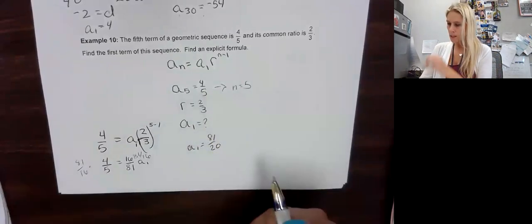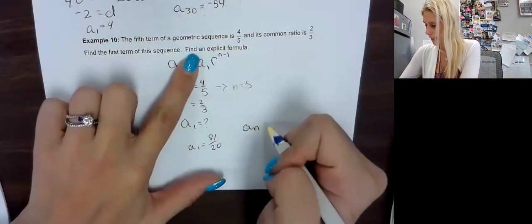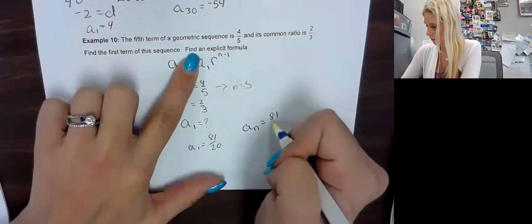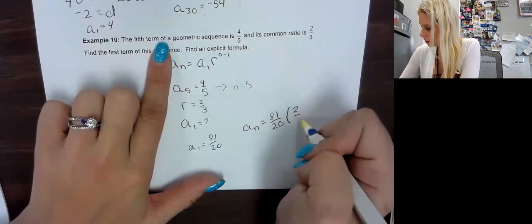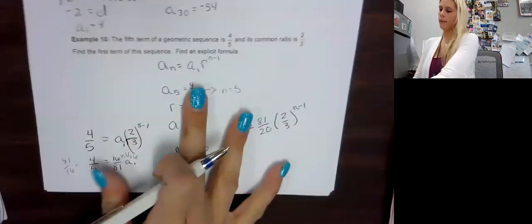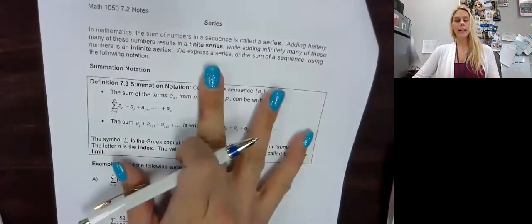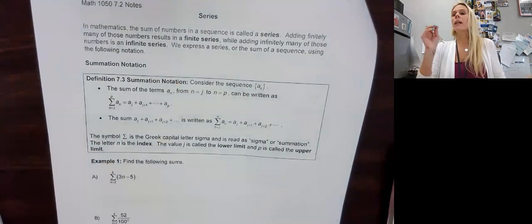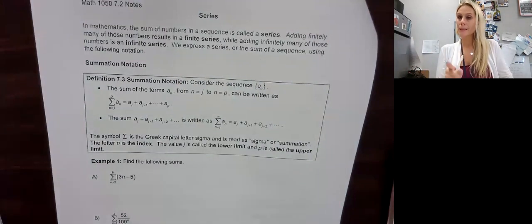81/20. So when we write it back in the explicit, we get a subset n equals 81/20 times 2/3 to the n minus 1. Perfect. And now we are done. Okay, so the next section would be on series. Make sure you're labeling all the given information, figuring out what you need to find. Also, make sure you have the right explicit formula.